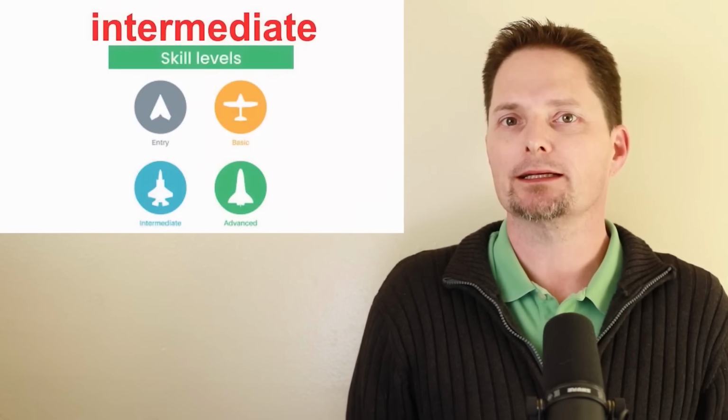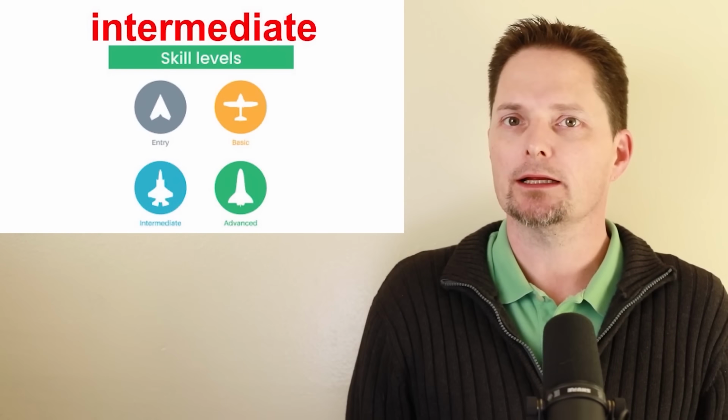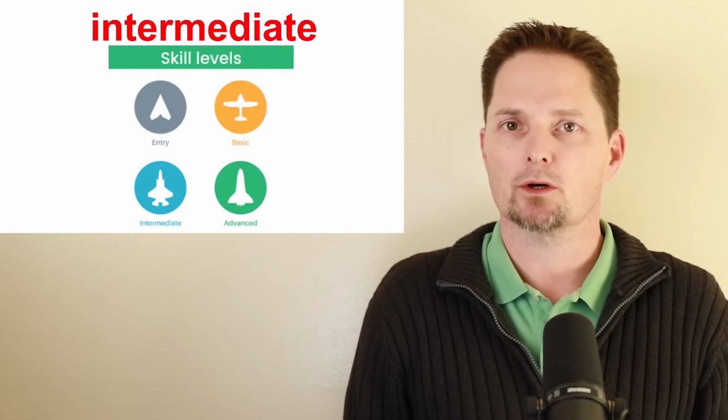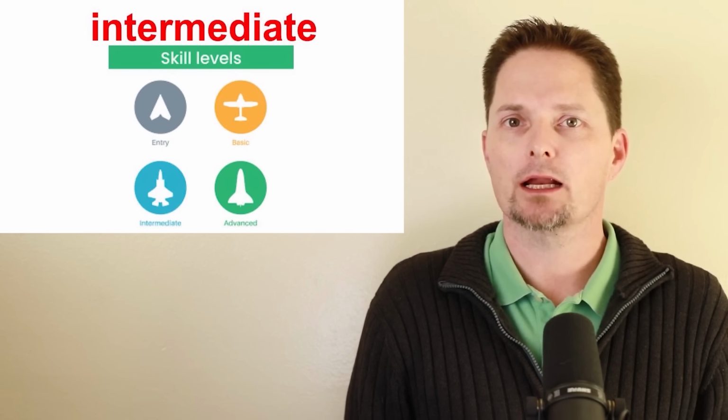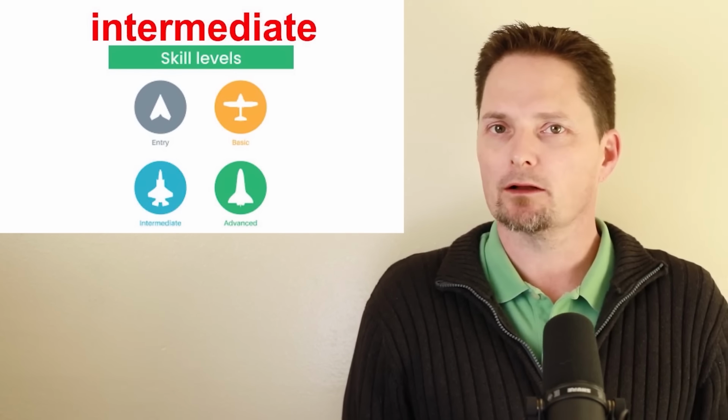Our first example is intermediate. We notice that the T is silent. We don't say intermediate with a T, we say intermediate. And the ate at the end is pronounced et. There's no ate sound, it's a short et, intermediate. And it's a stop T. Intermediate, in the middle.